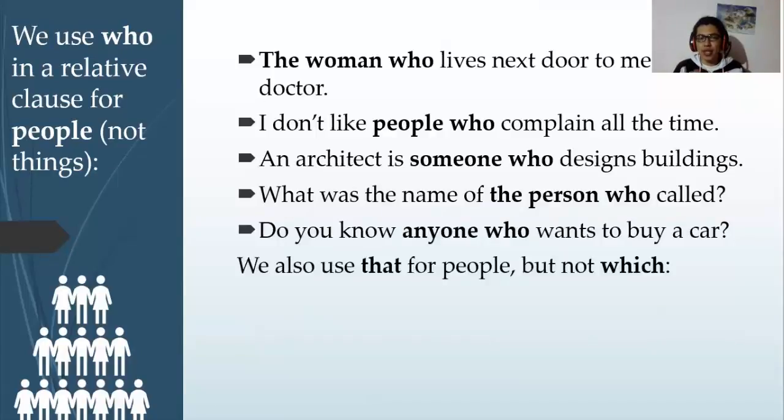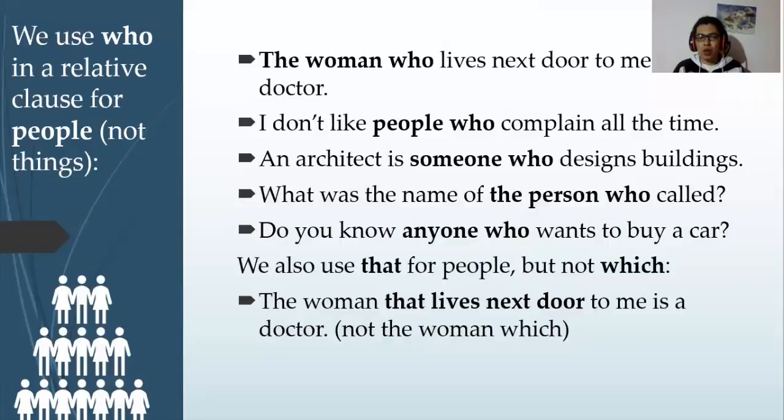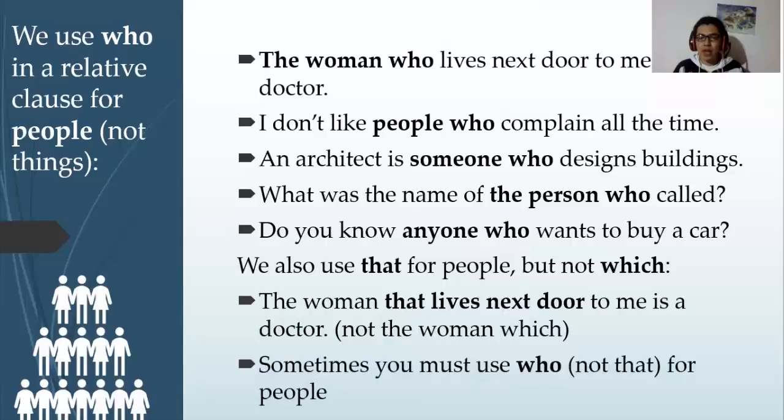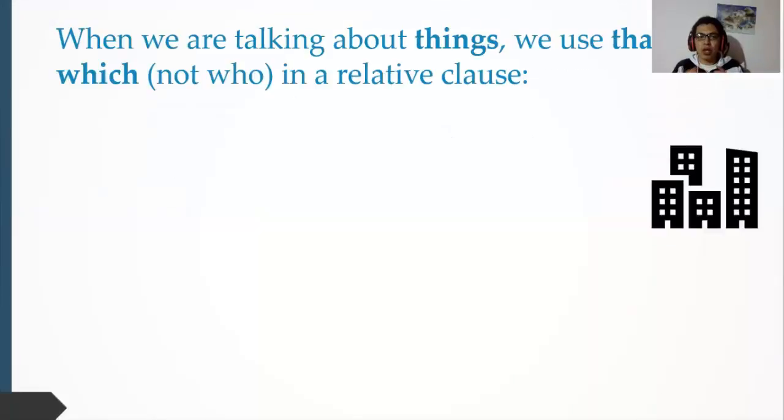We also use that for people, but not which. The woman who lives next door to me is a doctor, not the woman which. Sometimes you must use who, not that, for people. When we're talking about things, we use that or which, not who, in a relative clause.